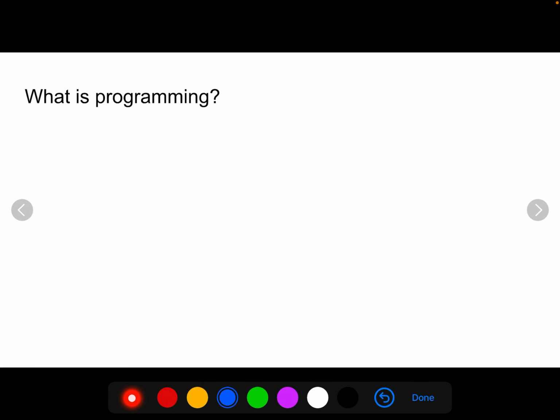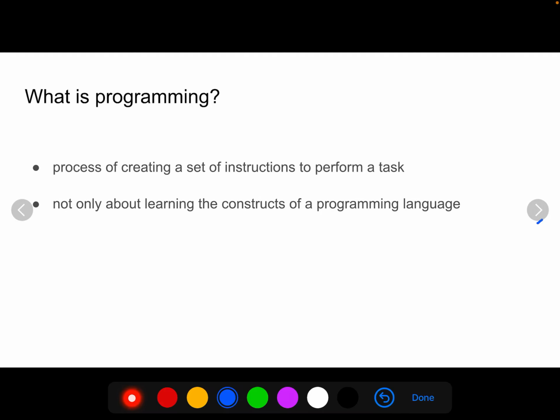Okay, now we will look at the questions that we first raised, right, in the beginning. So what is programming? It is nothing but the process of creating a set of instructions to perform a task. Okay, but then again we use a programming language to represent it, to write down these instructions, right? So if you want to learn programming, then definitely you have to learn the rules of the programming language.